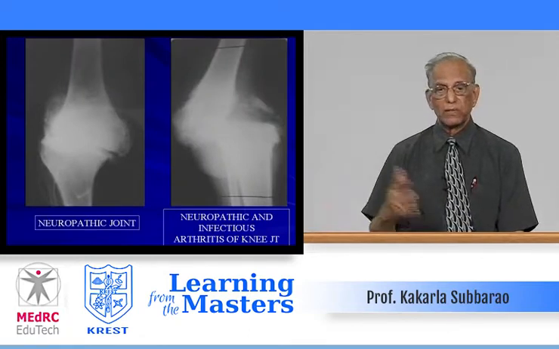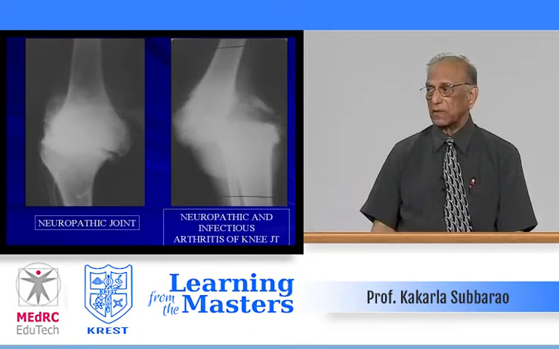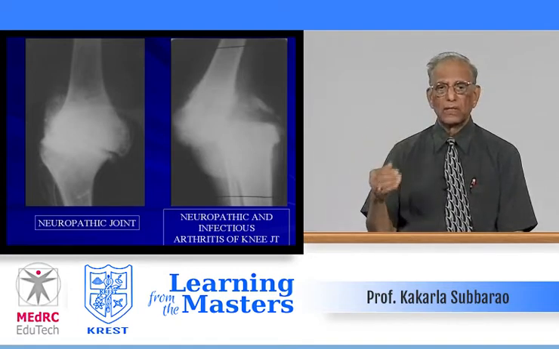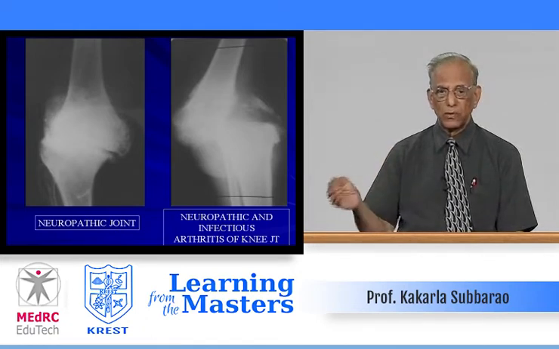Neuropathic joint subluxations and dislocations are common, and as I said earlier, you have to look for other parameters to say that it is a neuropathic joint. But what I am stressing upon is that alignment problems are very common in neuropathic joints also.